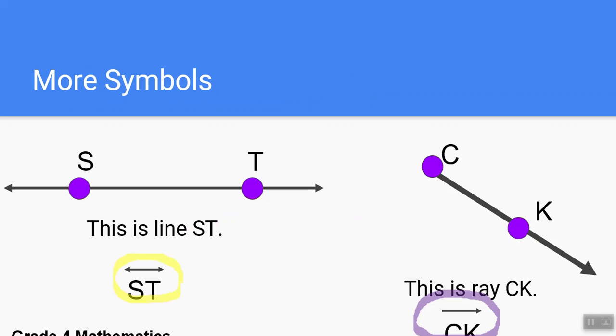Here are some other examples of lines and rays. Let's go ahead and take a look first at S and T. We know S and T is a continuing line because there are arrows on both sides of the line. Now let's look at CK. We know that CK is a ray because it has an endpoint and an arrow on one side.